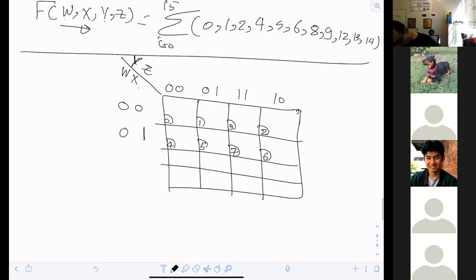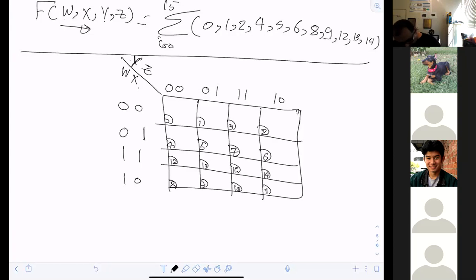And then I have here what? 1, 1. So if I have 1, 1, that means gonna be 12, right? So 12, 13, 15, 14. And then I have here what? The last option, which is gonna be 1, 0. So here we're gonna be 8, 9, 10, 11, right?